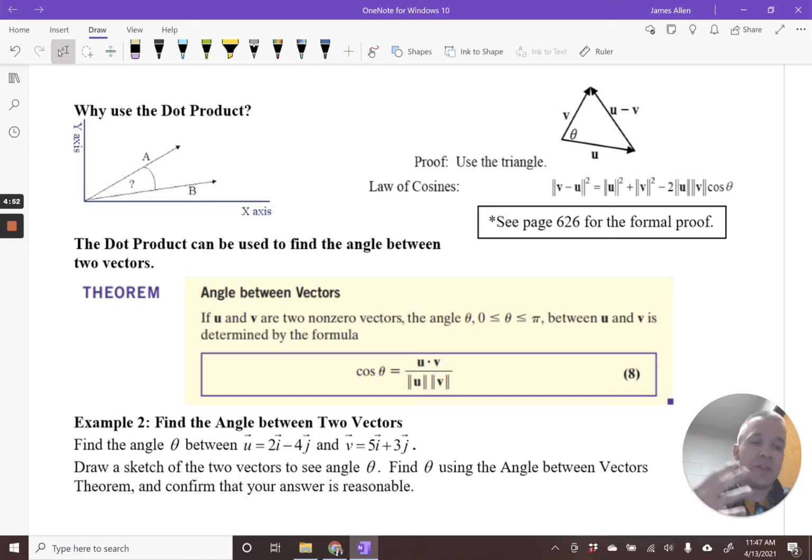We can actually use the dot product as part of a formula to find the angle between two vectors. Now, we could show a proof of this, and it uses the law of cosines, but half of you haven't seen the law of cosines yet. So we're going to forego that proof, and we're just going to take the dot product.